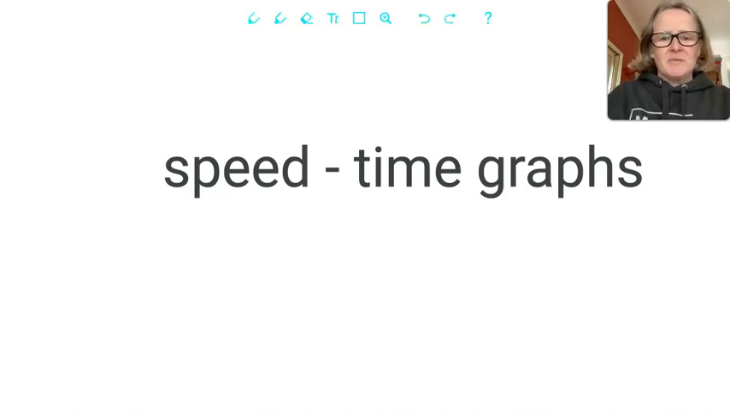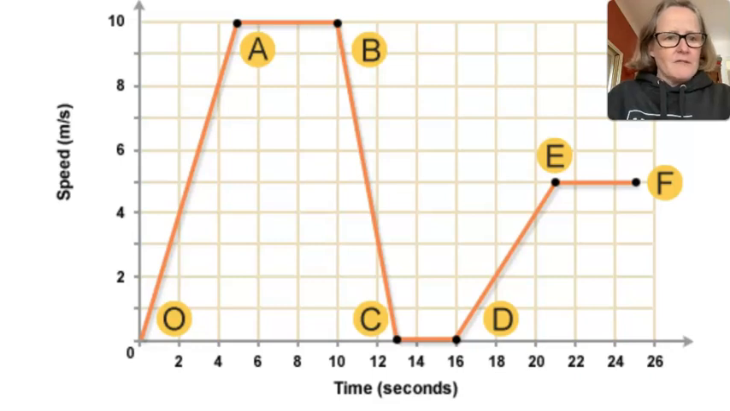In this video, we're going to be looking at how to interpret speed-time graphs. And how do you know that a graph is a speed-time graph? Well, you look at the axes. On the left-hand side here, on the vertical y-axis, you have speed, and on the x-axis along the bottom, you have time. That makes it a speed-time graph. And we'll start off by looking at what speed is happening at each of the points on this graph.